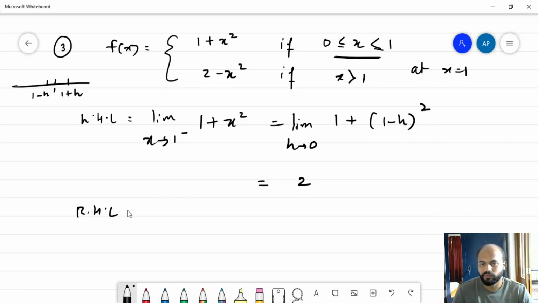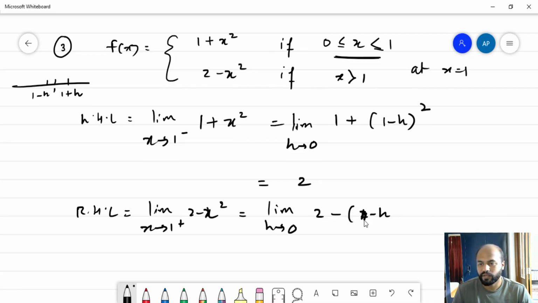Similarly, for RHL, if we try to find limit x tending to 1 plus, that's going to be 2 minus x squared. It's going to be limit h tending to 0 of 2 minus, sorry, this is going to be 1 plus h because we are approaching 1 from the right hand side. Now put h as 0, and what we get is 1. You can clearly see that LHL in this case is not equal to RHL. And if they are not equal, that means the limit does not exist.